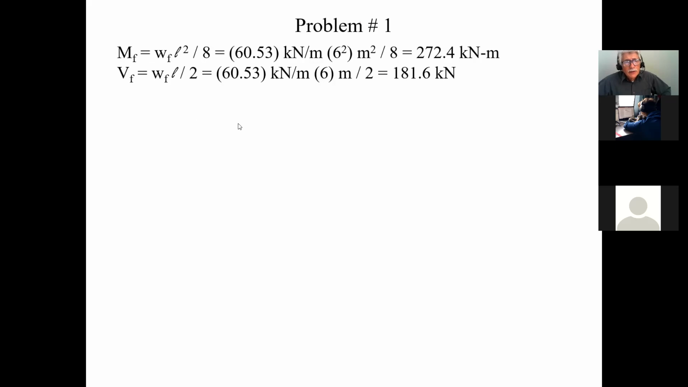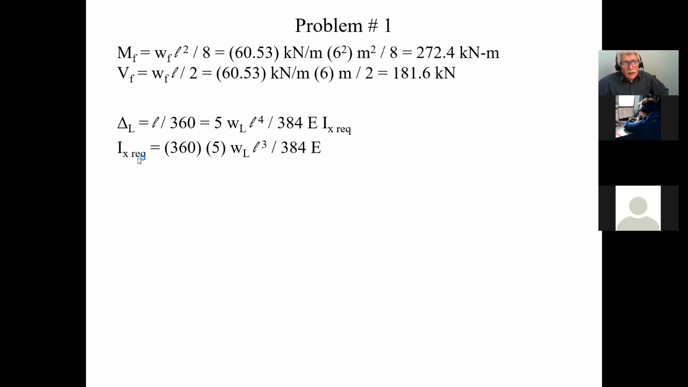And then because my deflection criteria is L over 360, I know that this is the equation to calculate deflections for a beam that is simply supported with a uniformly distributed load going right across the whole span. And therefore, I will isolate the IX. In other words, I'm assuming I'll be placing my beam along the strong axis.